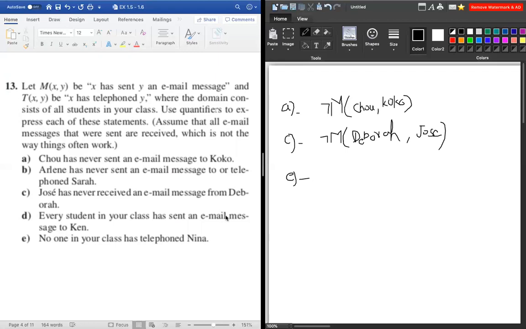Now let's move on to part number E. No one in your class has telephoned Nina, so we will be using the other function here, T. It says no one, so we will be using for all X, there is no one, right, who has telephoned Nina.